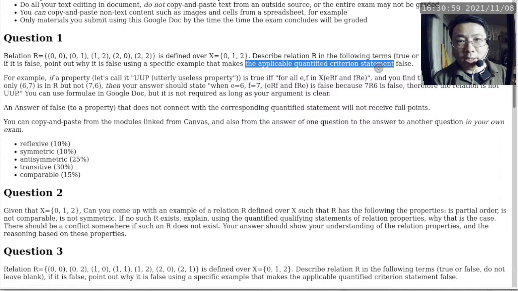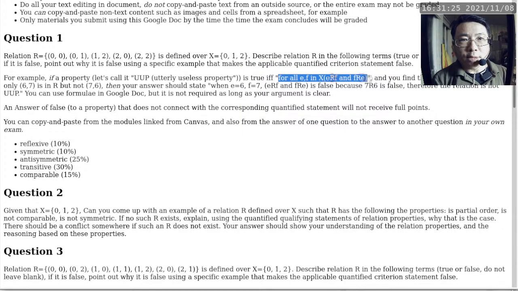Okay, so this is a phrase to refer to the for all thing that I use to describe each property of a relation. So you kind of have to go back to the definition. This is my way of saying, okay, you need to go back to the definition. And I even illustrate with an example, which is if a property, let's call it UUP, which stands for utterly useless property, is true if and only if, and instead of using the for all symbol, because it's a little bit hard to use the for all symbol in HTML. I did not create these questions in Markdown, which would have been a lot easier. I was using HTML, and that's a little bit harder, but it still carries the same meaning.